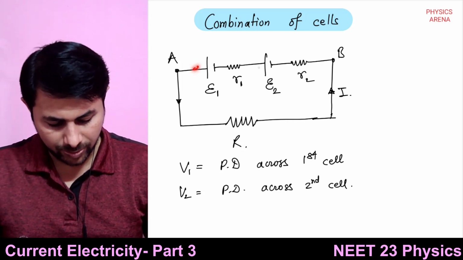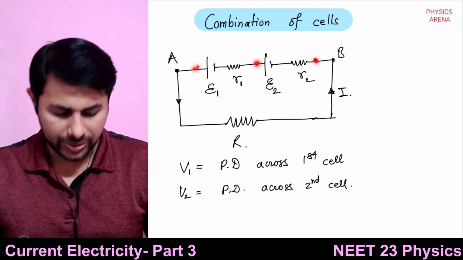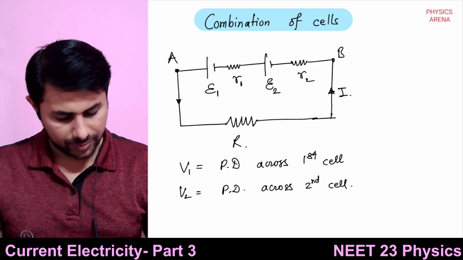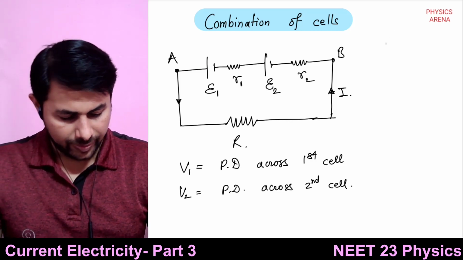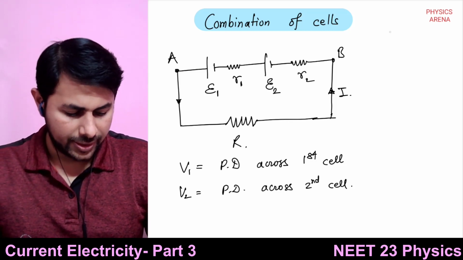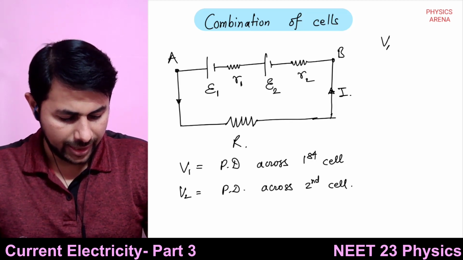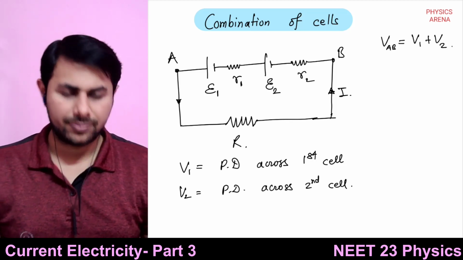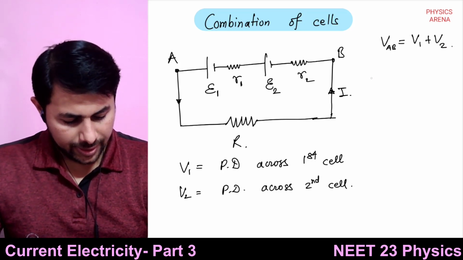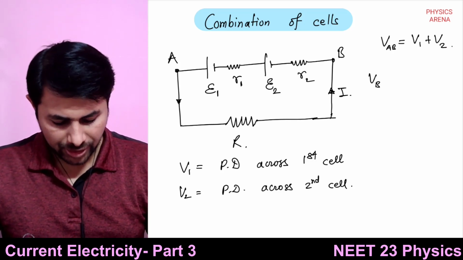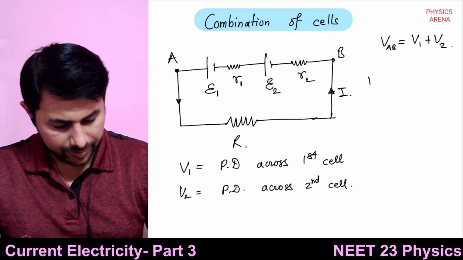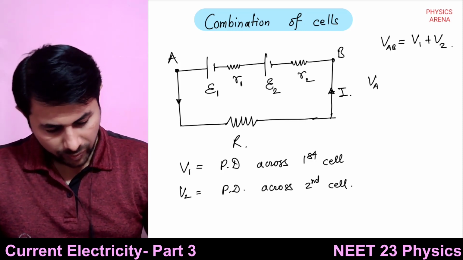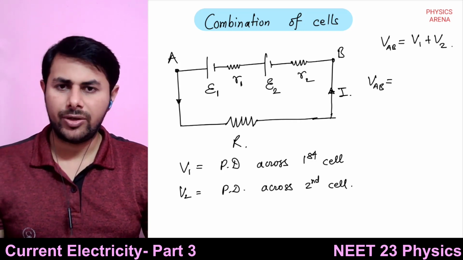The potential difference between these 2 points plus the potential difference between these 2 points is equal to the potential difference between A and B. So I can say the potential difference across A and B, VAB, is equal to what? V1 plus V2. And now we know how much the potential difference would be. So VAB is equal to V1 plus V2.